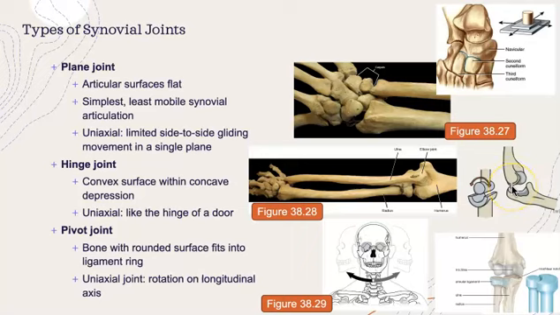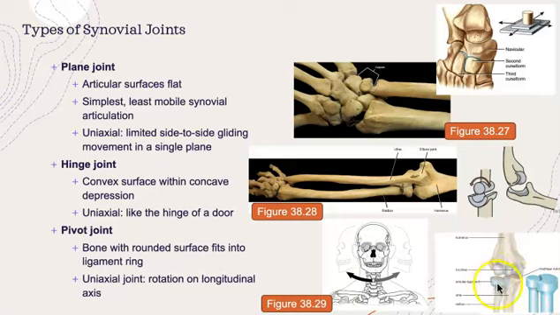Then we have our pivot joint, which is going to be when we have a bone that is rounded and it fits into a ligament ring. So that is pictured over here. We have a little depression here in the ulnar bone, and then the head of the radius here is very round, almost like a hockey puck, and it just fits right in.